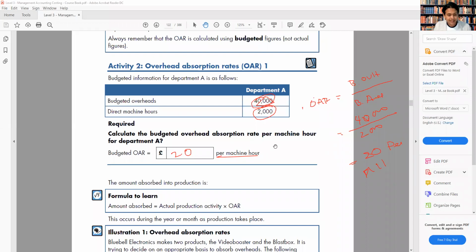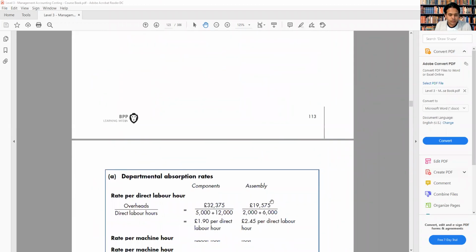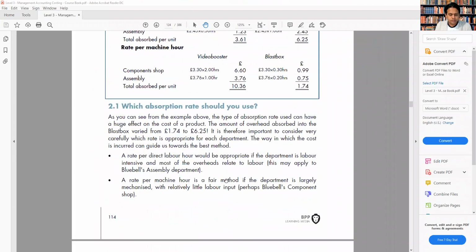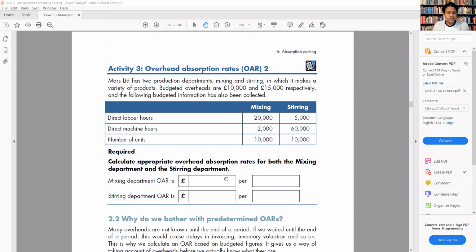Let's start with the next question we have. Let's try this activity 3, overhead absorption rate, OAR 2. Let's see if you can do that. The question says: calculate the overhead absorption rate for the mixing department and for the string department. So let's try that.